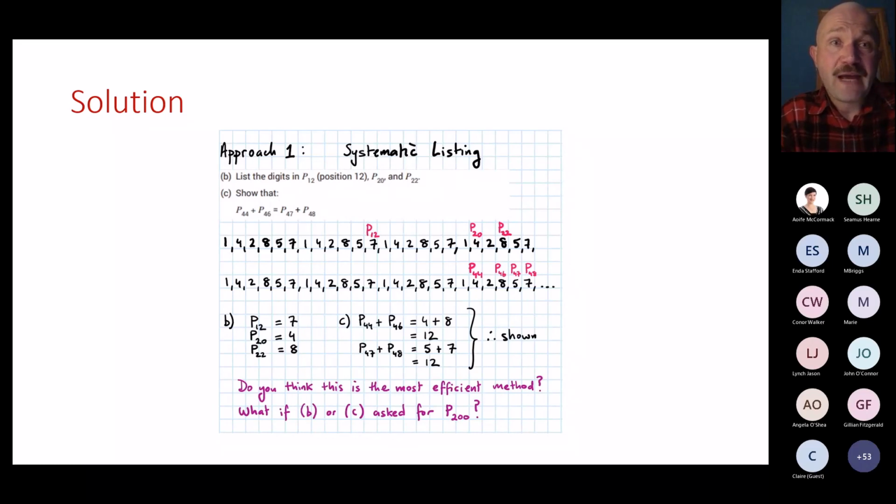And a teacher at that stage might say to a student, well, do you think this is an efficient method or the most efficient method of solving this type of problem? Or what about if parts B or C asked for a position that was much further into the sequence, like position number 200, for example? And that might help or motivate students to find a quicker method.